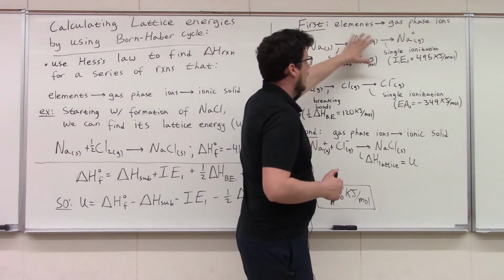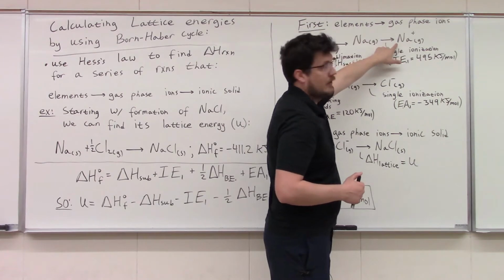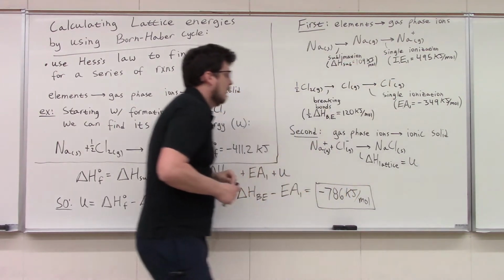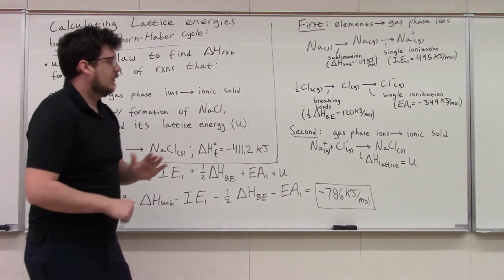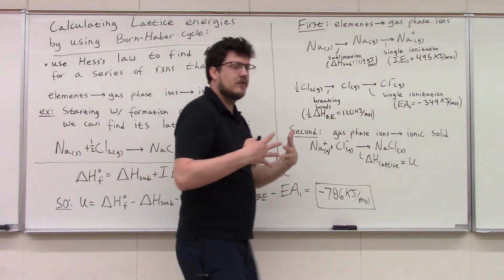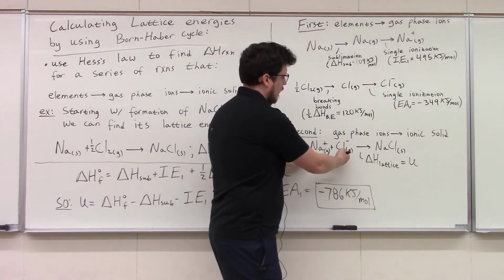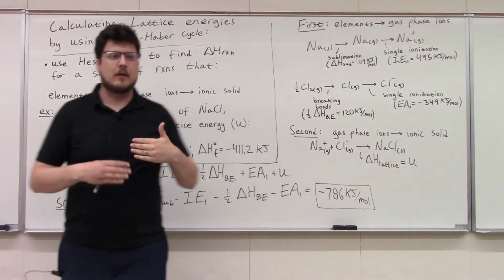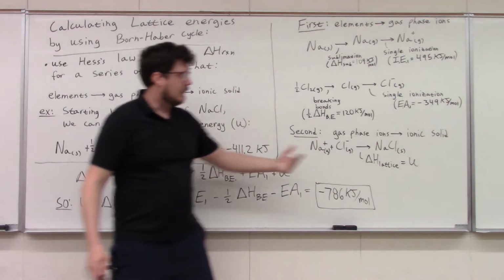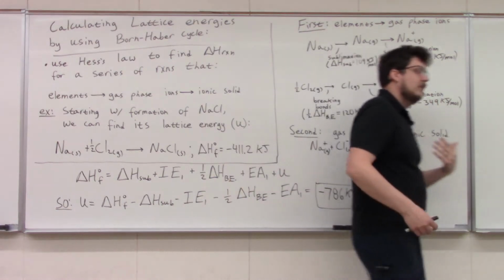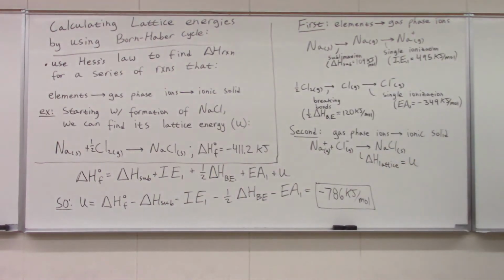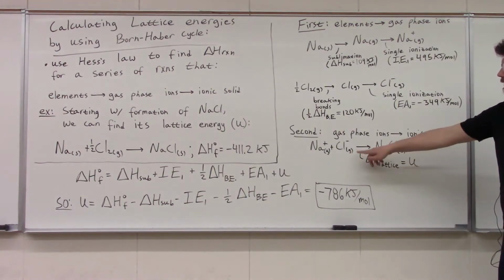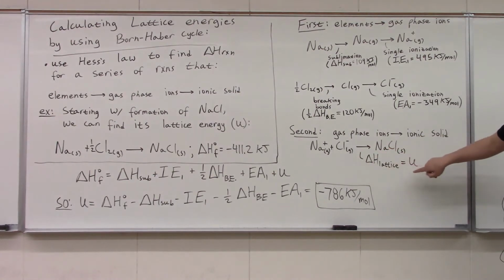So we look up all our values. That gets us gas phase sodium, gas phase chloride. And the next step, they just come together. Our gas ions become solid ionic compounds. They stack together in what we call a lattice structure. And that's what we call lattice energy. It's the energy associated with forming that lattice structure. And so there's a delta H associated with this. This one we don't know. This is what we have to figure out.